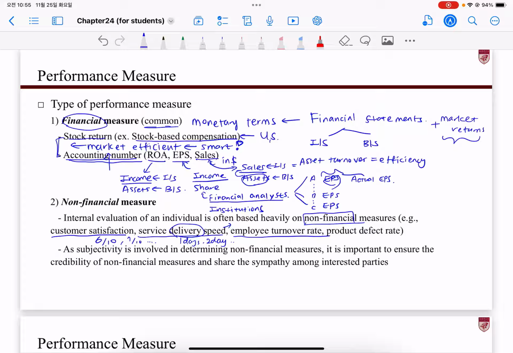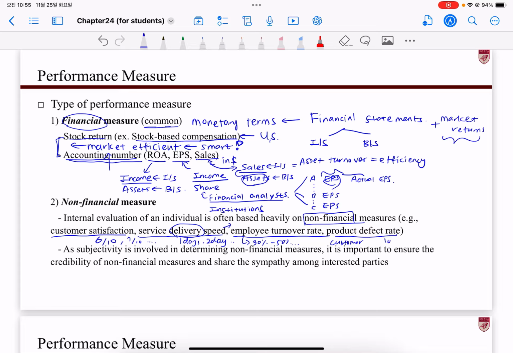Employee turnover rates. So turnover, how many employees are gone within a year? Is it 30%, 50%? This is a key metric for employees, potential employees when they are applying for a job. Product defect rate. This is important for the customers, right?